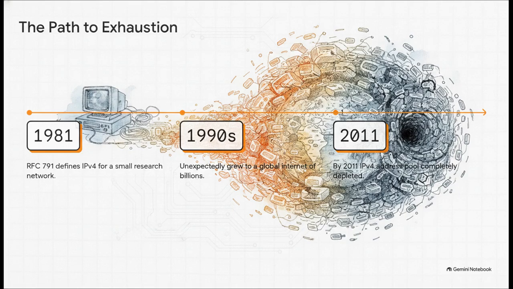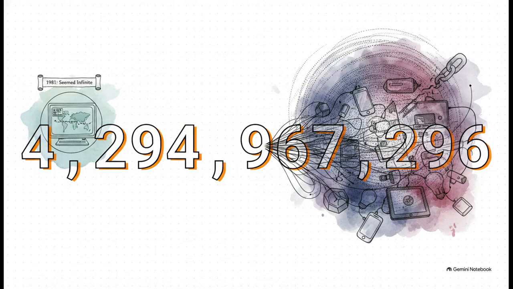And because of that massive, frankly unexpected scale, by 2011, the global IPv4 address pool was completely depleted. And this number right here hits the nail on the head as to why. 4,294,967,296. That is the exact number of unique addresses you get from IPv4's 32-bit architecture. Now back in '81, over 4 billion addresses seemed virtually infinite. But today, in a planet-scale internet flooded with billions of users, smartphones, and IoT devices, it is just woefully inadequate.